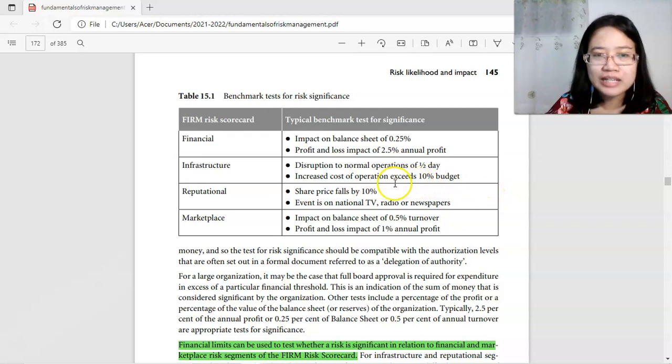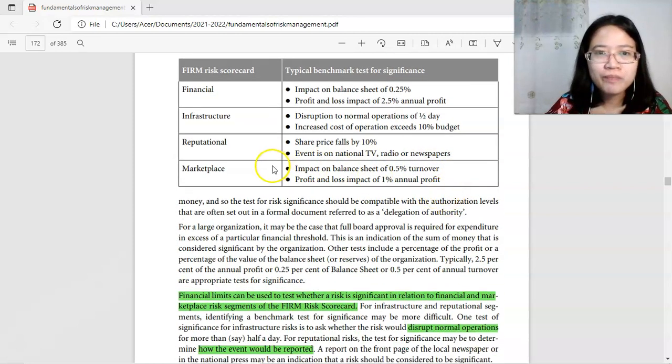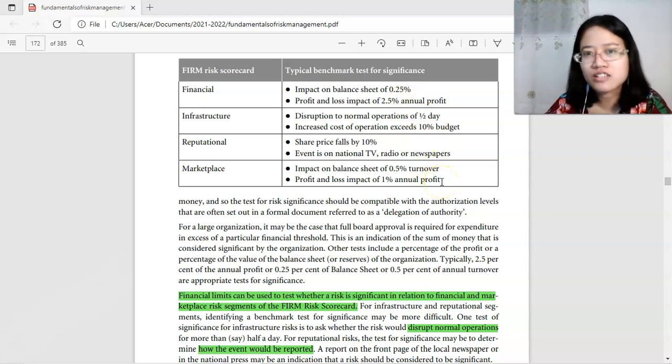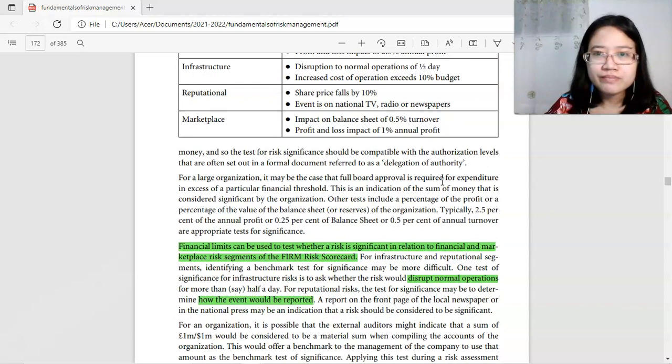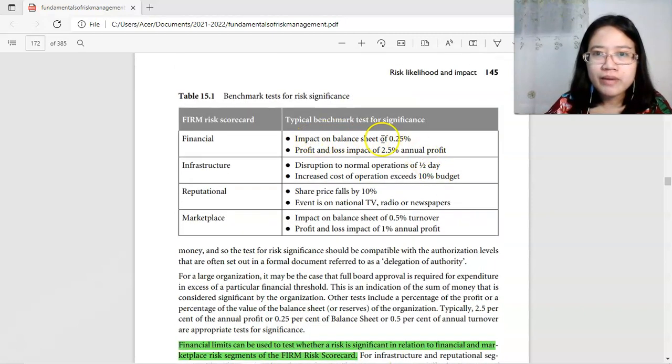Increased cost of operation exceeds 10% budget. Di ba? Malaking amount yan. Reputational, share price falls by 10%. Event is on national TV, radio, or newspapers. Di ba? Marketplace impact on balance sheet of 0.5% turnover. Profit and loss impact of 1% annual profit. Okay. If you imagine all these scenarios, medyo serious cases. Ayan. Impact on balance sheet, 0.25. Parang ang liit na ng 0.25%.